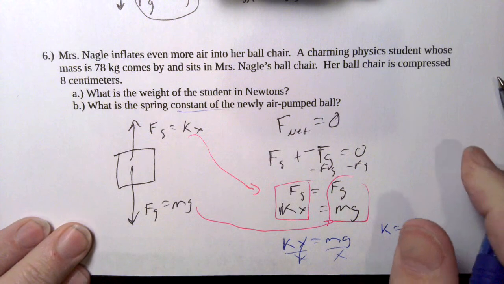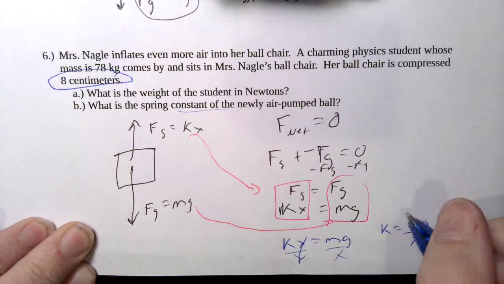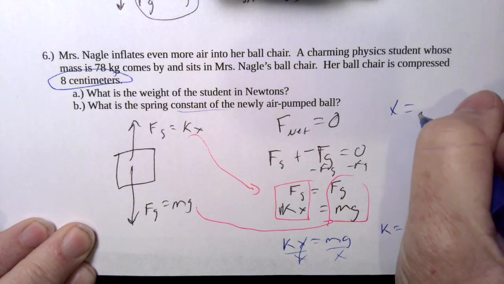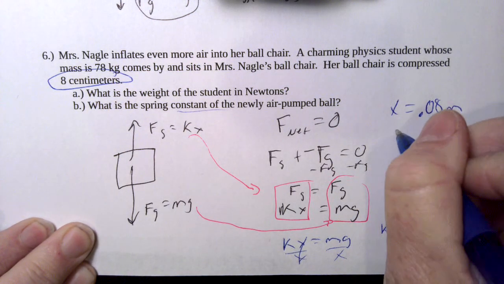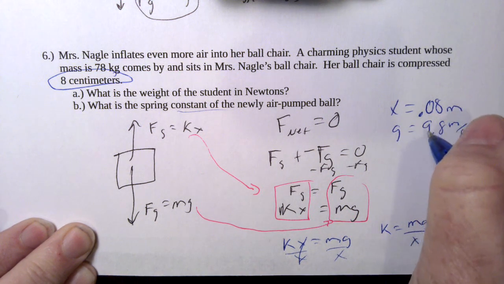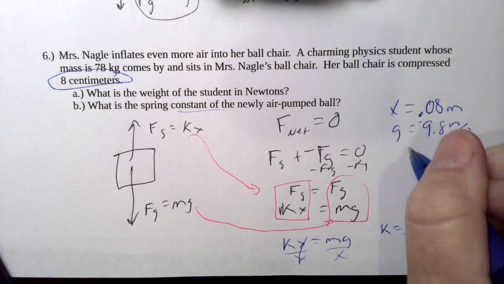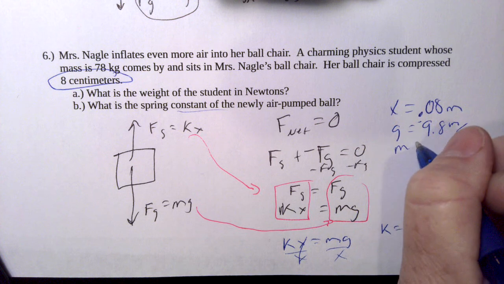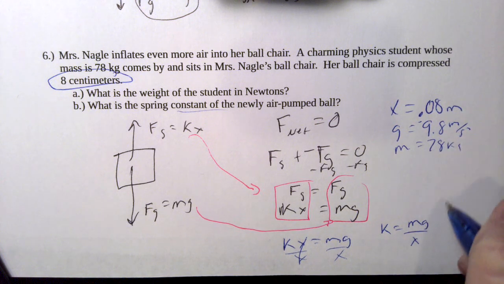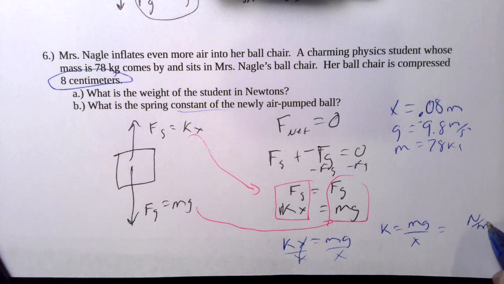Don't forget the compression of the chair is 8 centimeters. My x is 0.08 meters. My g is negative 9.8 meters per second squared. But remember, everything's going to be positive, so you'll be okay. But maybe negative here. And then my mass is 78. Plug that in, you'll get your final answer in newton meters. That's what a spring constant is. Woo! Bye.